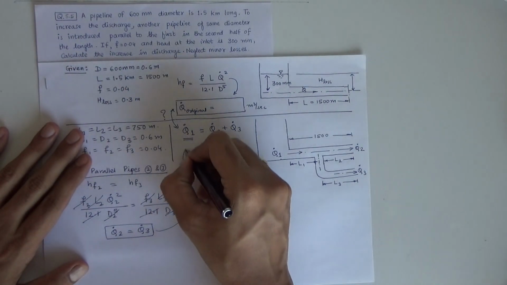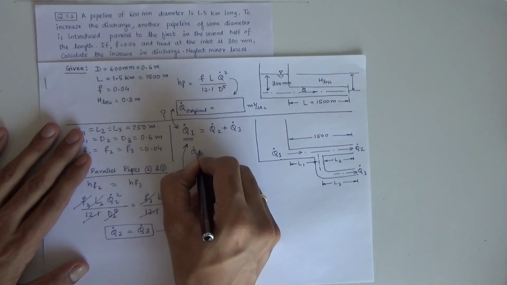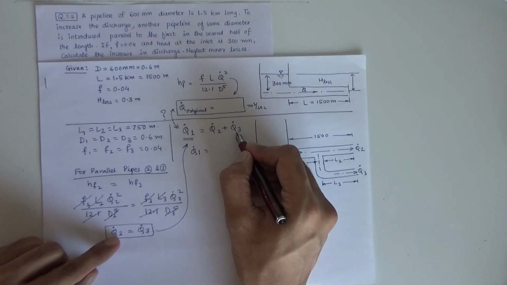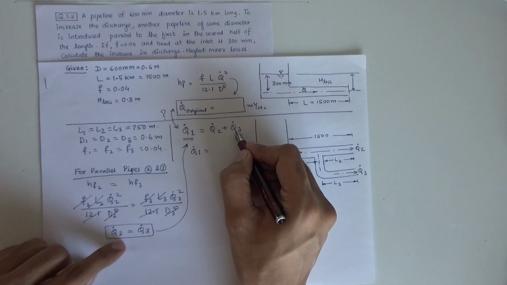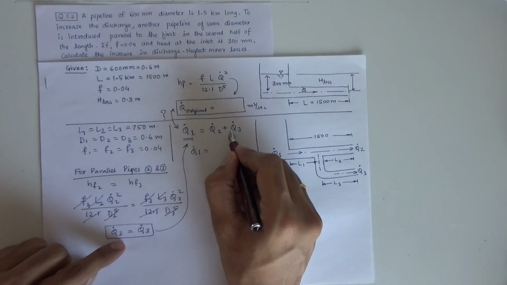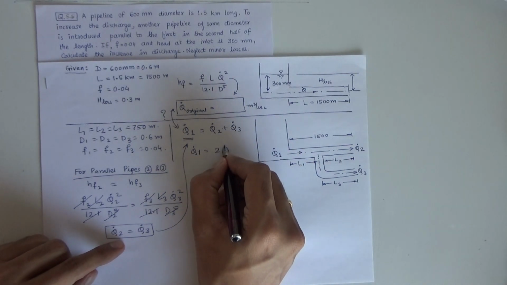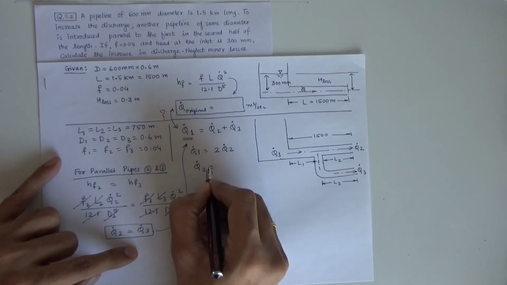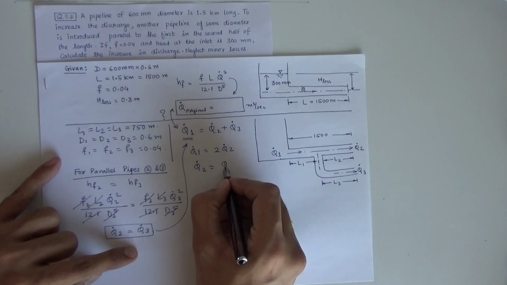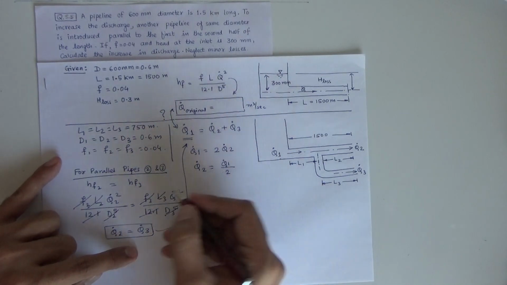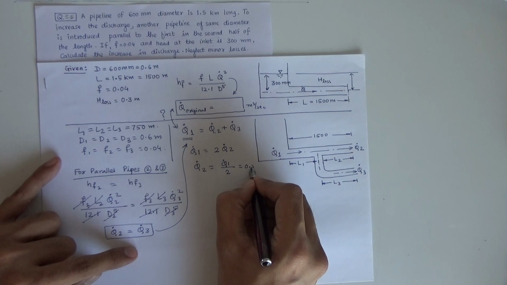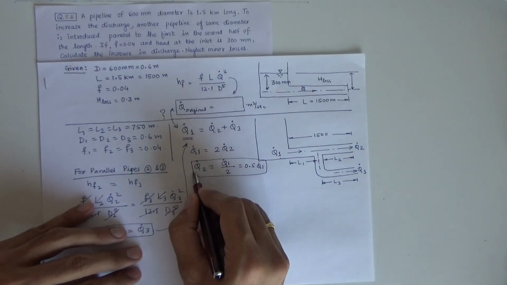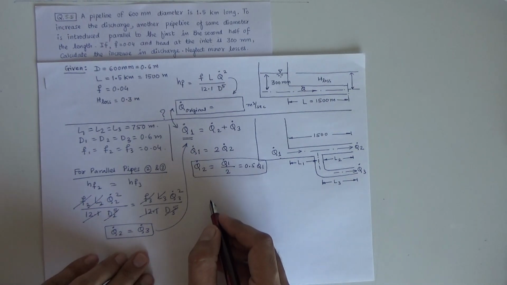So if you modify here, it will become Q dot 1 equal to Q dot 2 plus Q dot 3, and Q dot 3 is same as Q dot 2. So I can put this as Q dot 2 plus Q dot 2, it is twice Q dot 2. I can again modify this as Q dot 2 can be 1 upon 2, or it can be written as 0.5 times Q dot 1. So I will use this equation now in the arrangement of series.